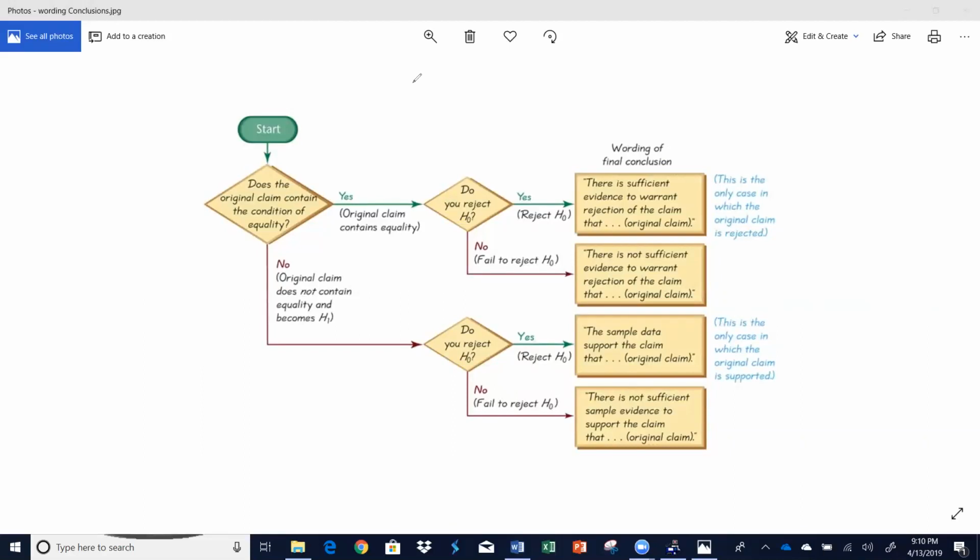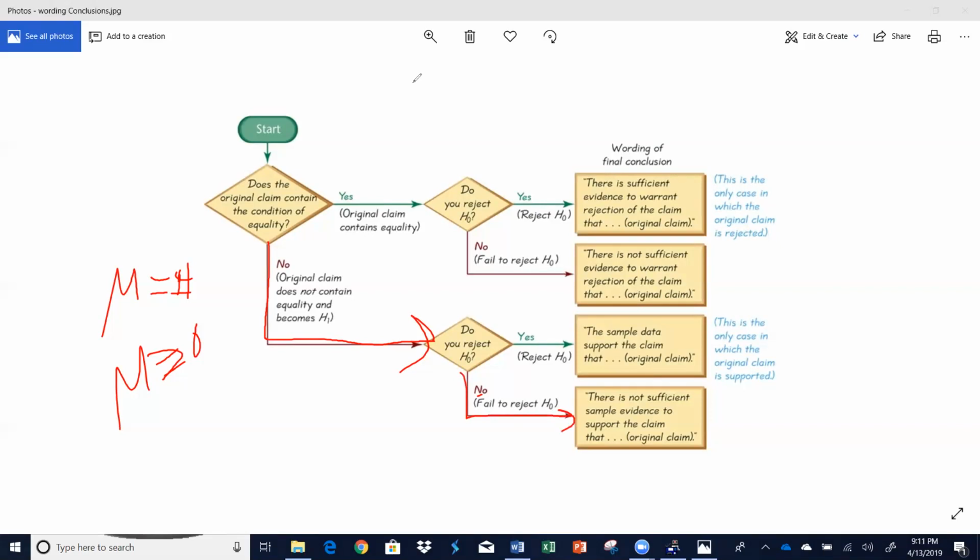So the first question is, does the original claim contain a condition of equality? That means, was your claim mu equals something, whatever the number is? If it does, then you go this direction. If no, our mu was greater than 0. So we're going to follow this path down. Did we reject H0? No, we did not. We failed to reject it, so we're here.